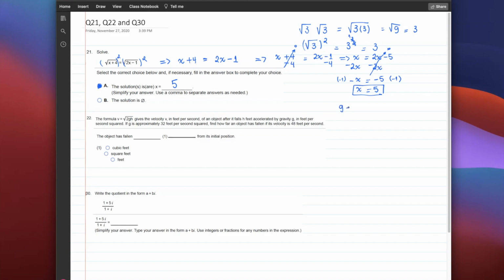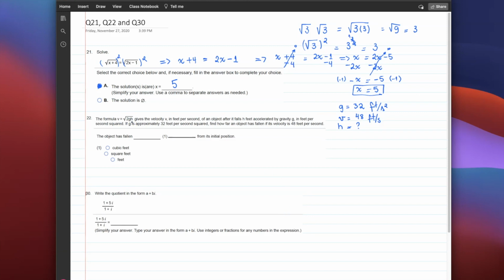The gravity that I'll be using is 32 feet per second squared. This is the gravity. The velocity of this object is 48 feet per second. And they want to know how far this object is falling from. So they want the h from this formula.